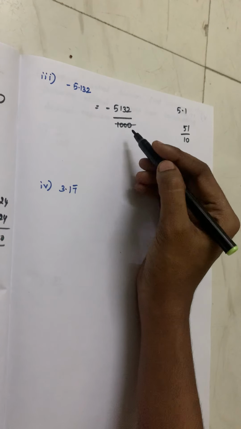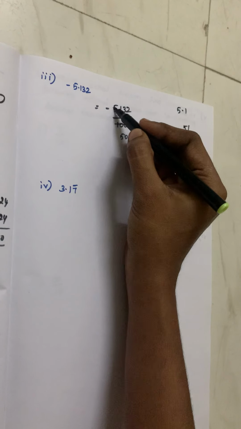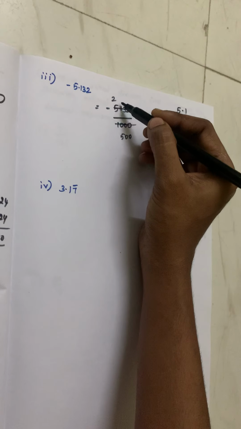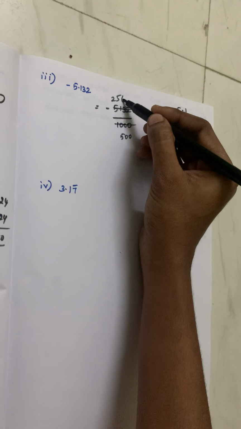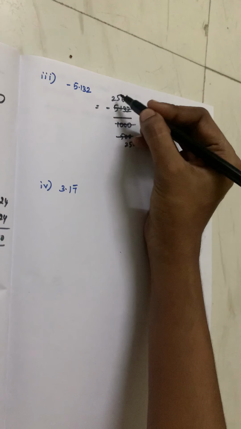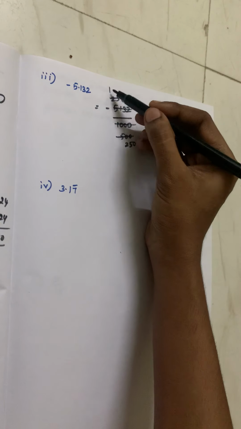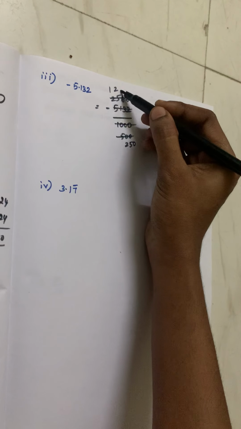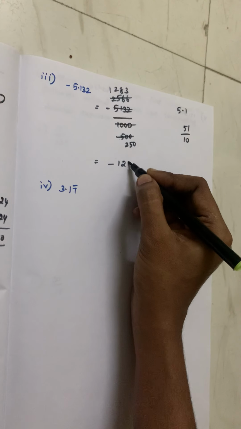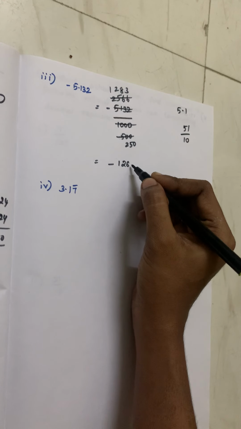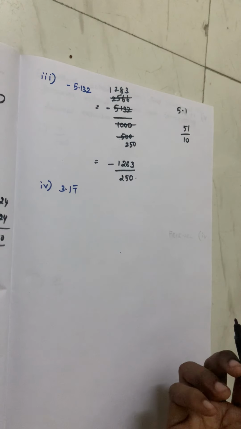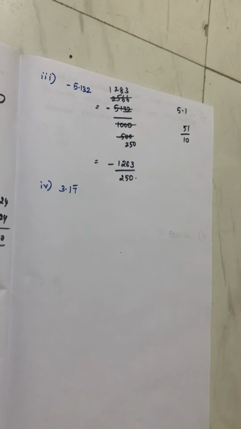By the 2 table it can move. 500. Here what will you get? 2 times 1 means 5, 6, 6. Again, 250. Again here 1, 2, 8 and 3. So the value will be minus 1283 by 250. Okay.